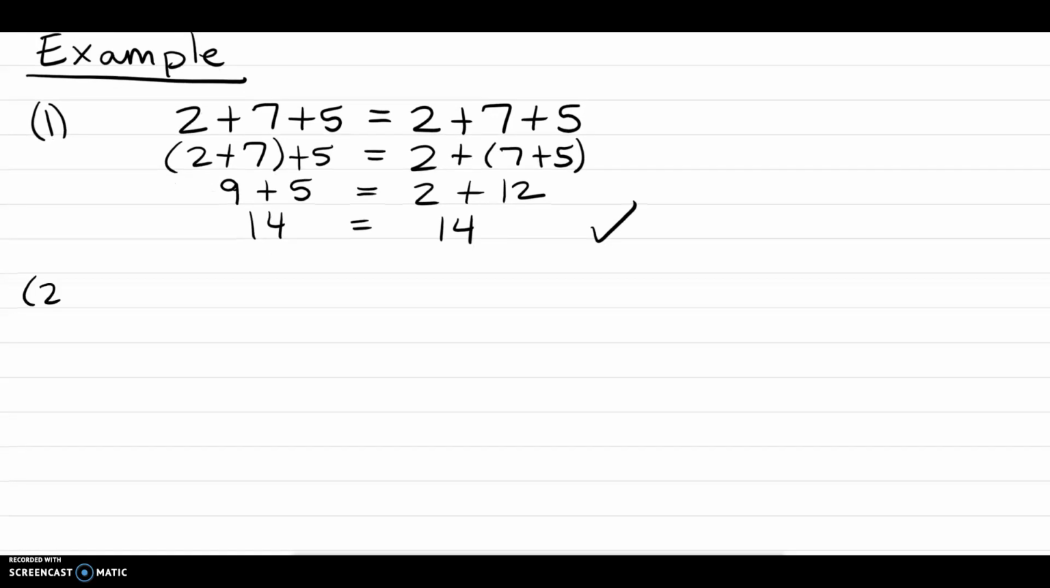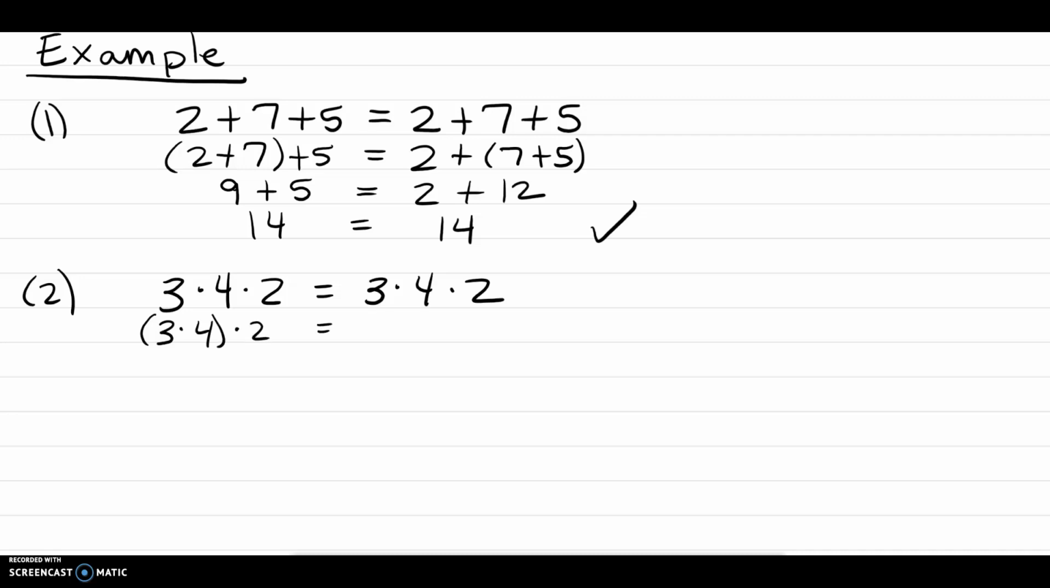This is also true for multiplication. So let's say I have 3 times 4 times 2. We know the order in which you multiply does not matter. But let's see if we can group it differently. So again, I'm going to group the first two numbers on the left-hand side. And then I'll group the second two numbers on the right-hand side. And let's see what happens.